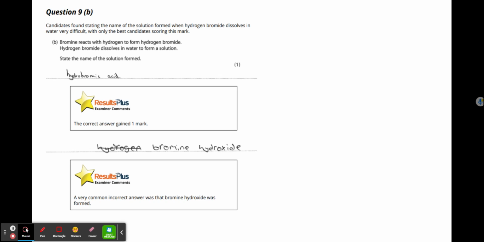We've got some examples of answers to part B here. Hydrobromic acid is right. Bromine hydroxide is the sort of incorrect answer that was being given, so we need to be careful not to do that.